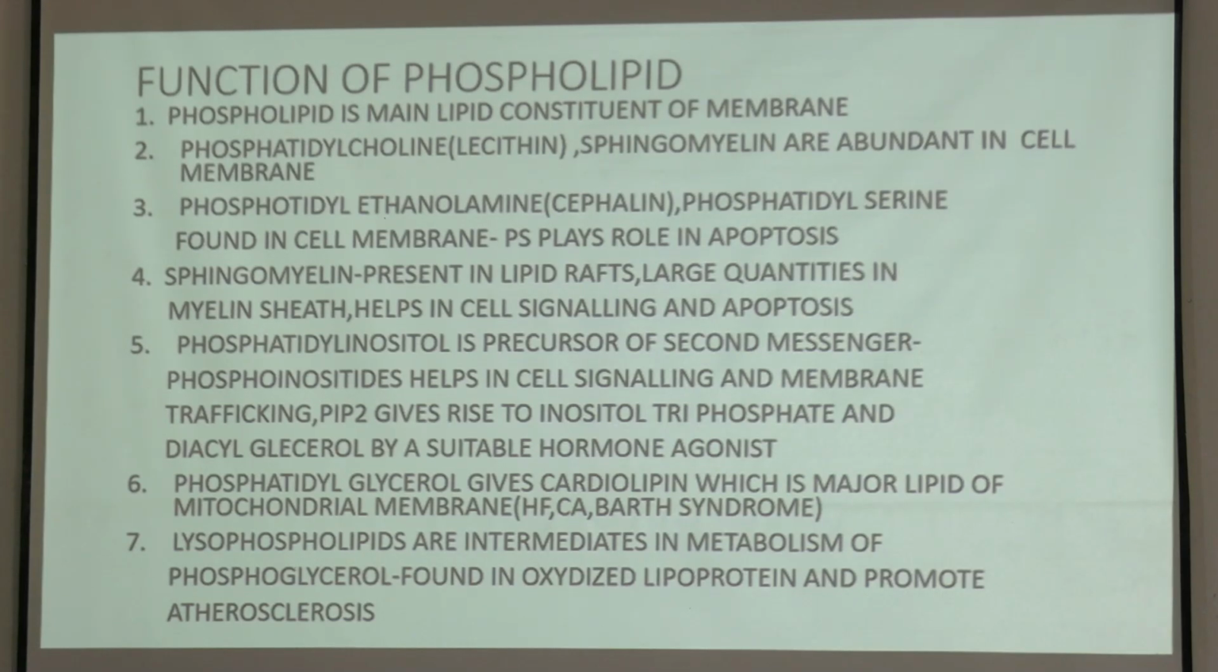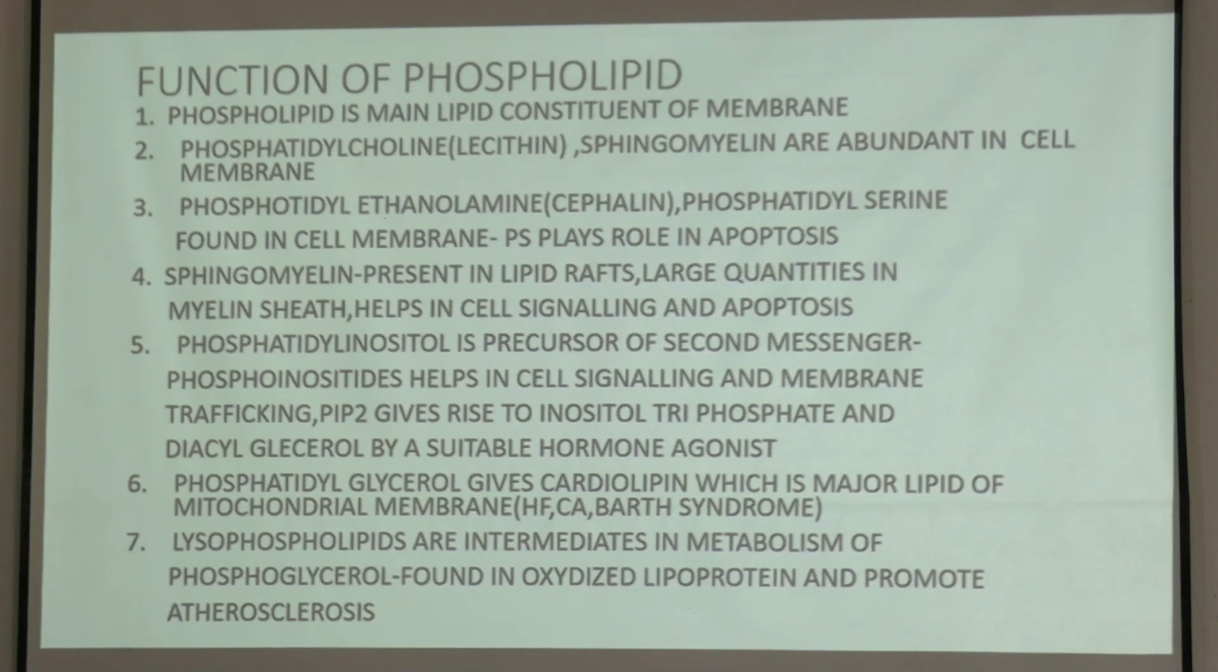Okay. Now, phosphatidylinositol, what does it make? Phosphatidylinositol is the precursor of second messenger phosphoinositides. Okay, that helps in cell signaling and membrane trafficking. Cell signaling you can tell, or PIP2 gives rise to inositol triphosphate and diacylglycerol by a suitable hormone agonist. So, PIP2 gives rise to IP3 and DAG, diacylglycerol. Okay.